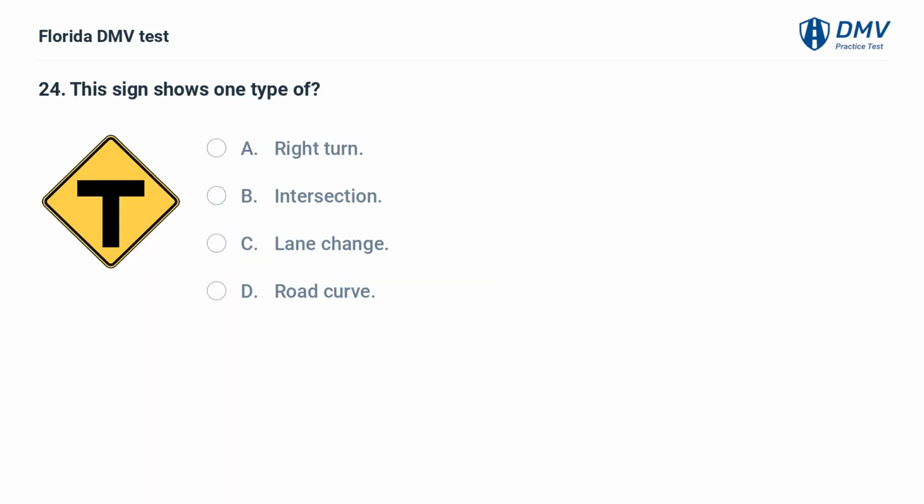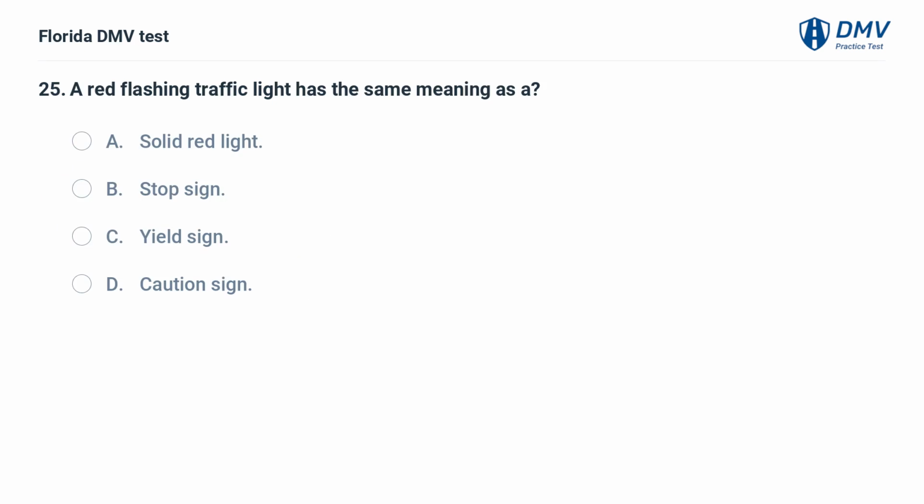This sign shows one type of A. Right turn. B. Intersection. C. Lane change. D. Road curve. A red flashing traffic light has the same meaning as A. Solid red light. B. Stop sign. C. Yield sign. D. Caution sign.